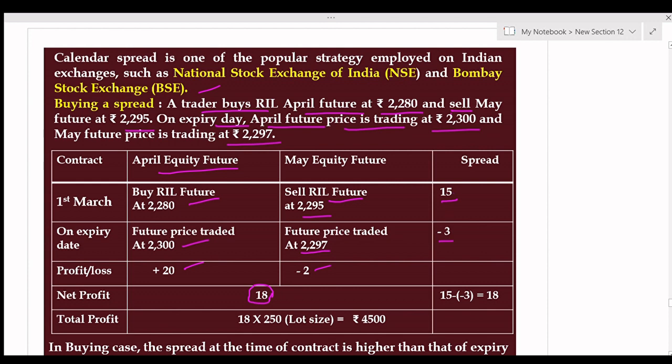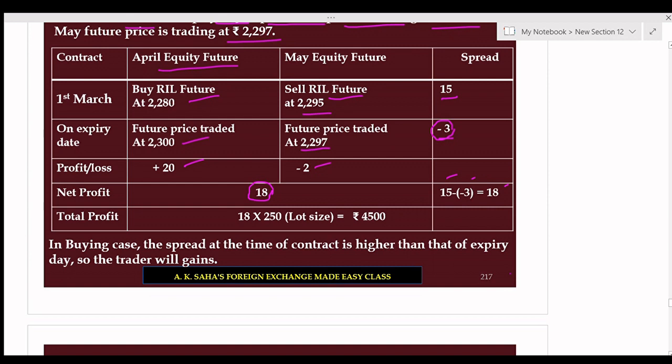So 15 minus -3, that is, it is narrow. It is less than the contract day spread. So 15 minus -3 is equal to 18 will be the profit. Per lot, 18 into 250 lot size is equal to rupees 4500. In the buying case, the spread at the time of contract is higher than that of expiry date, so the trader will gain.